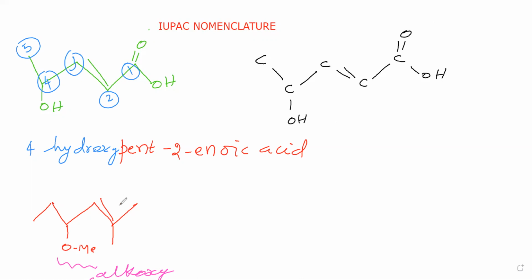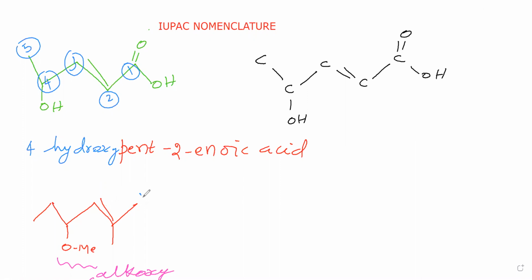Okay. Now we have to give the numbering. In the numbering, whether we have to start at left or right, we have to see the functional groups. One is ether, another one is CC double bond. Which has higher priority? CC double bond has higher priority when compared to ether. Therefore, this CC double bond should get the least position when compared to ether. So we have to give the numbering such that CC double bond gets the least position.